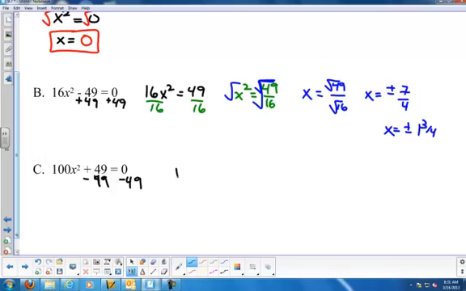All right, so now we have 100x squared equals negative 49. You can stop right now. If you don't know you can stop right now, you would divide by 100. But this negative right here makes it impossible for now. We're going to get into imaginary numbers by the end of the year, but for now, x has no solution.